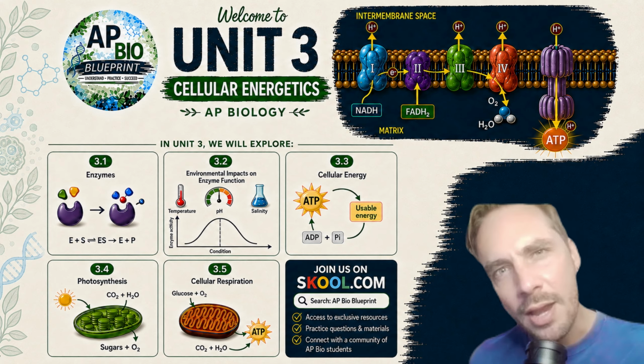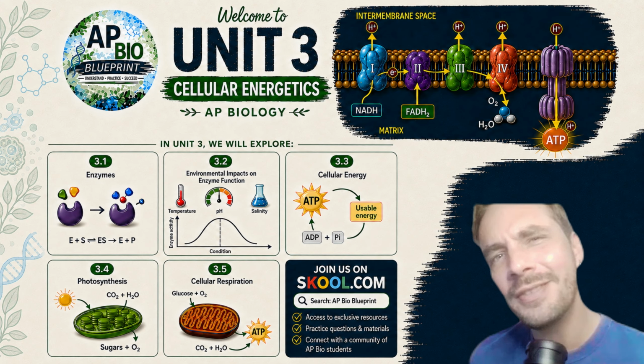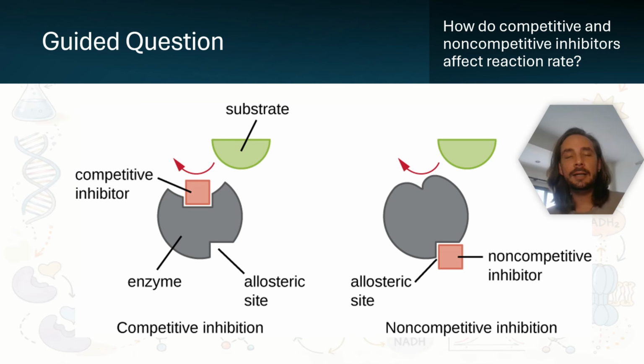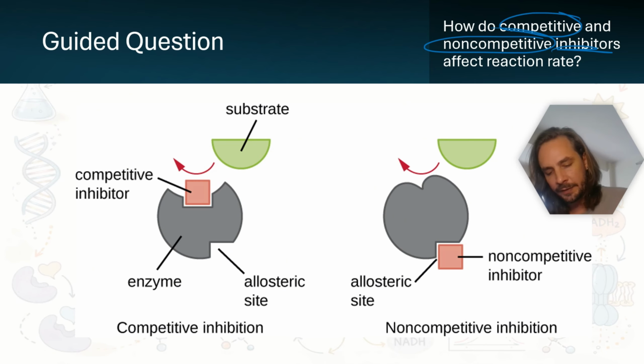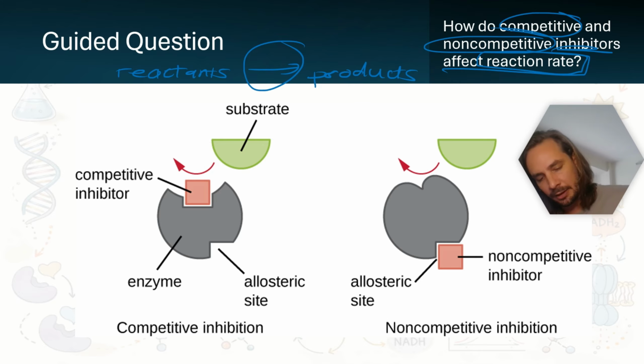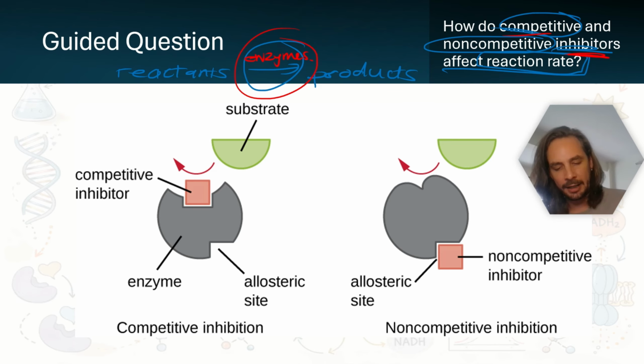Welcome to the next unit, and in this unit, you will learn everything you need to know about cellular energetics. The guiding question I want you to keep in mind today is how do competitive and non-competitive inhibitors affect the reaction rate? Okay, so turning reactants into products, and this is the chemical reaction, and enzymes would speed that up. So how do these inhibitors affect this reaction rate?